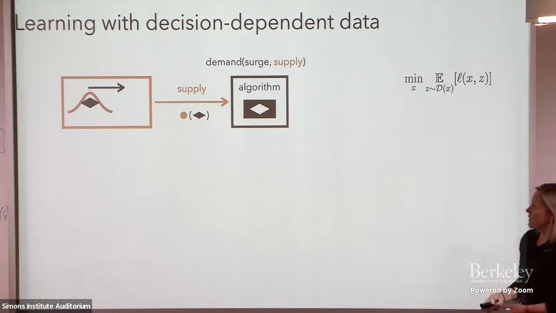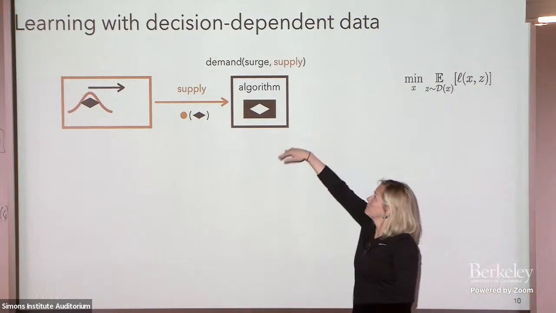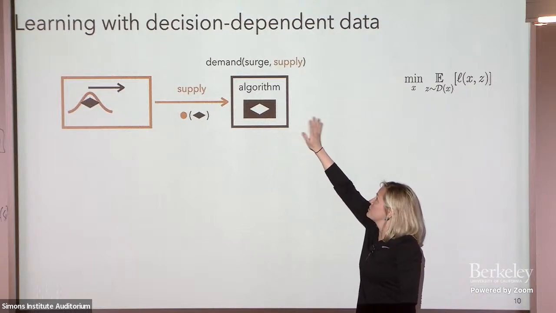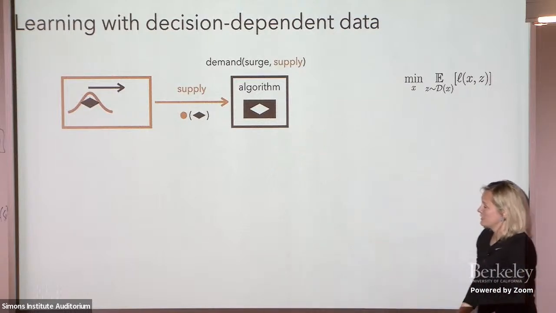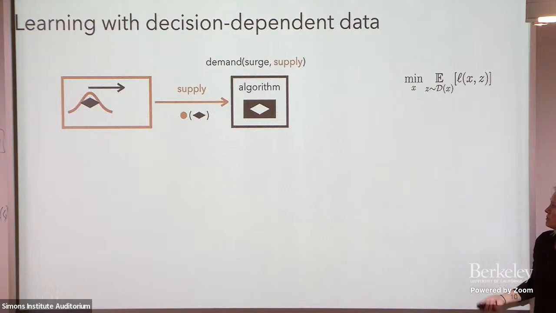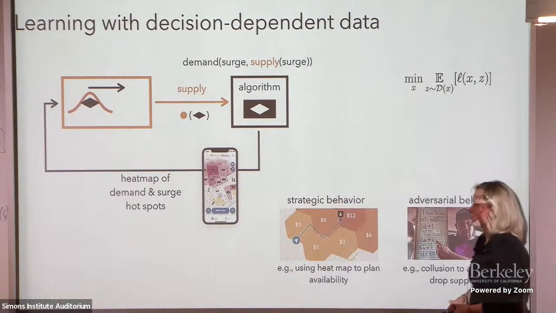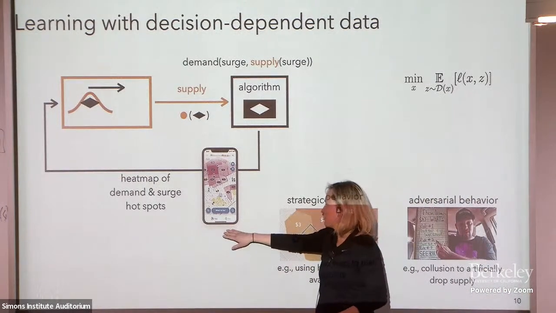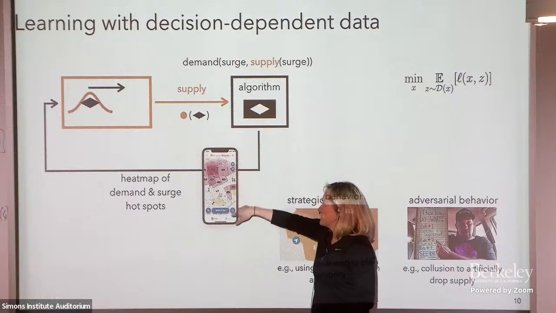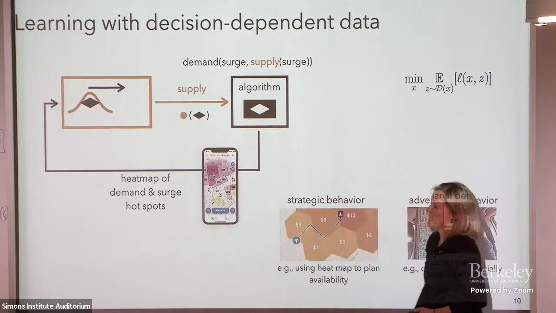Think about the problem of predicting demand based on surge and supply. Say you're one of these platforms and you want to take a bunch of supply data and maybe some other features and learn a prediction algorithm for demand. One thing you might use it for is to create a heat map, which both Uber and Lyft do, that presents information to drivers so they can then react in some way.